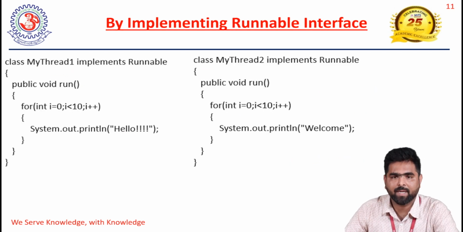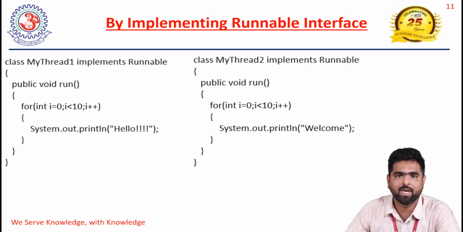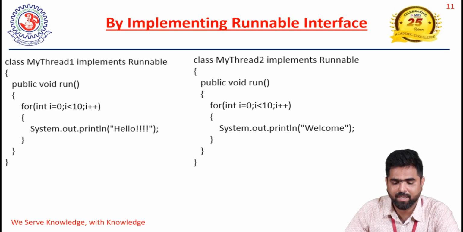And the second mechanism is implementing the runnable interface. By implementing the runnable interface also, we are able to create threads. In order to do that, I am going to create a class which implements the runnable interface. Basically, the thread class also implements this runnable interface only. Inside the runnable interface, we have an abstract method called the run method.